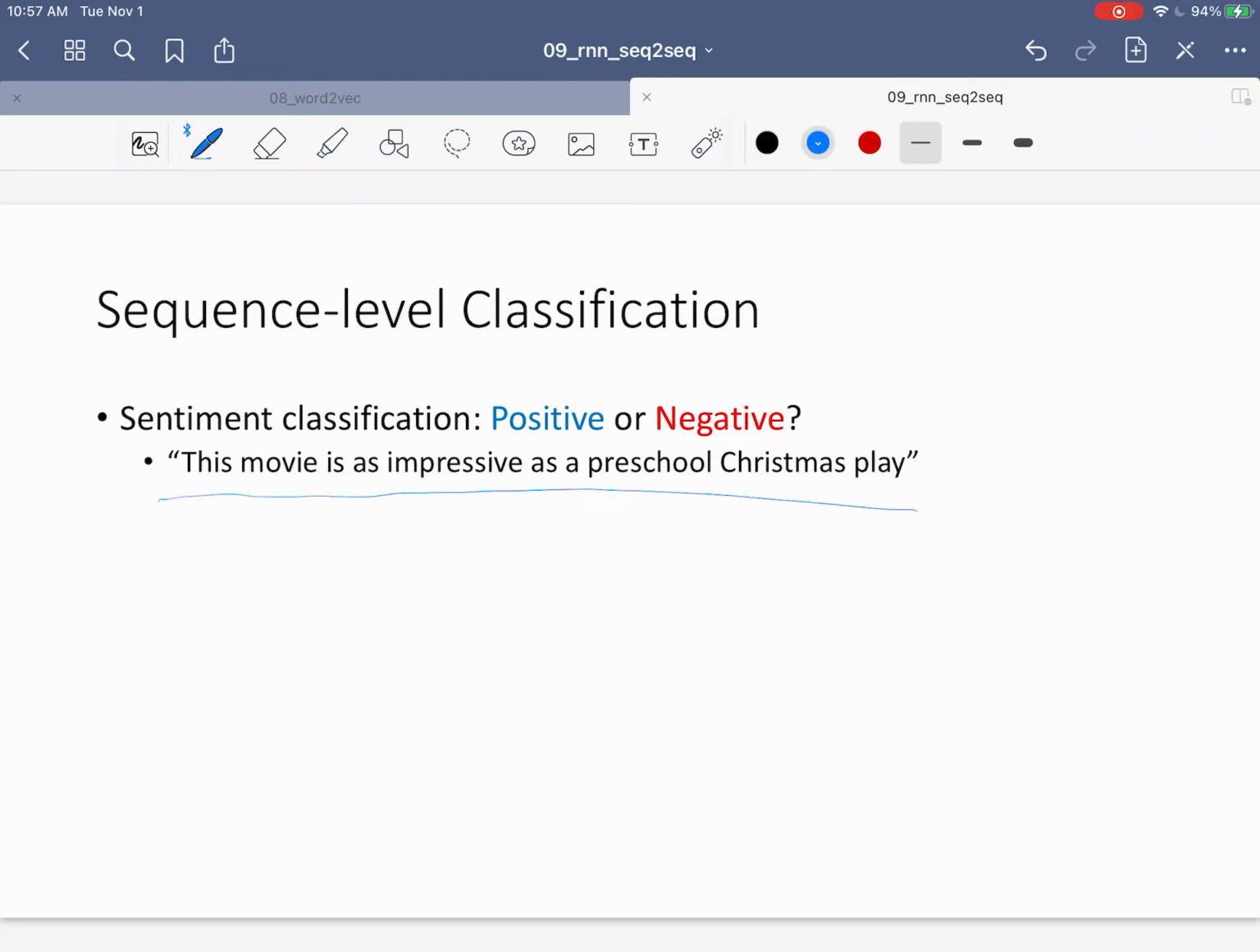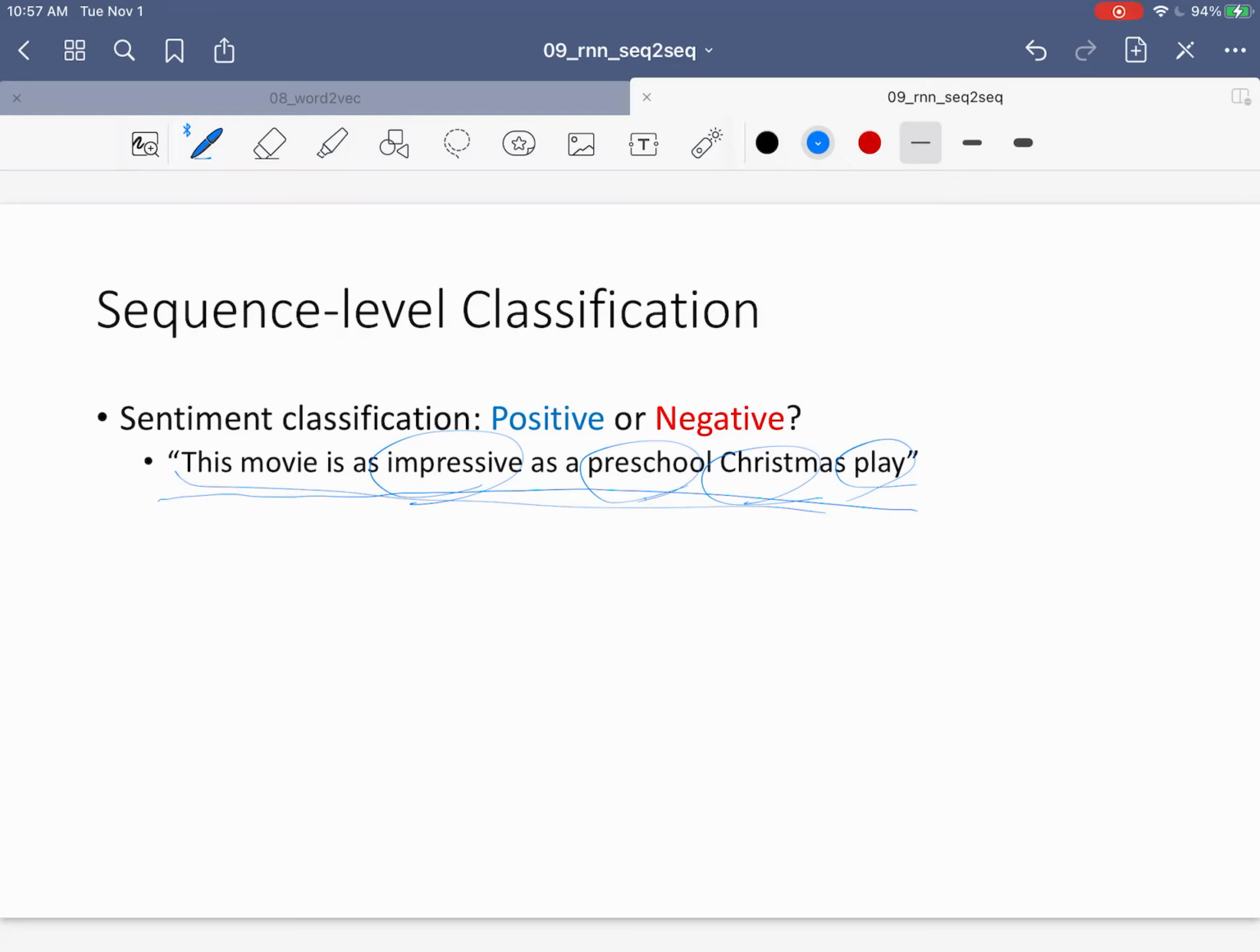On the surface, at the word level, this sentence seems like a positive sentence, because there are a lot of positive words like impressive, preschool, Christmas, play. These all relate to positive emotion. But if you read the entire sentence, it means that it's being sarcastic. It means that the movie was not impressive, basically.